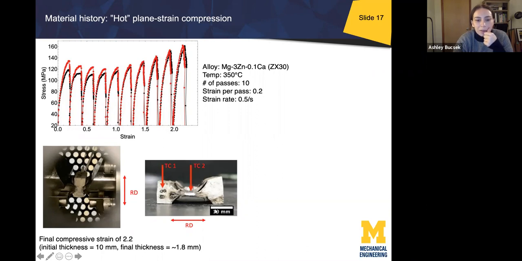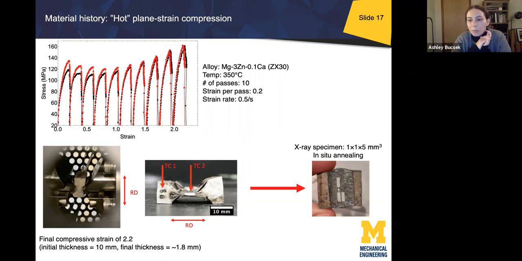So here's our final sample. It's very, very deformed. And then we took it and we cut some X-ray specimens out of it.